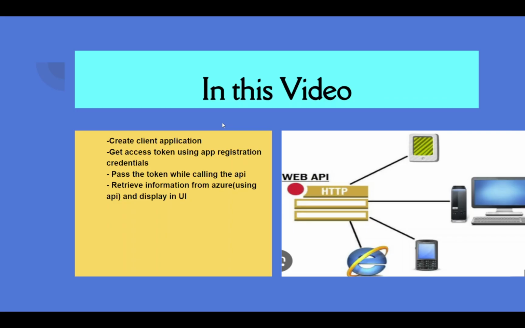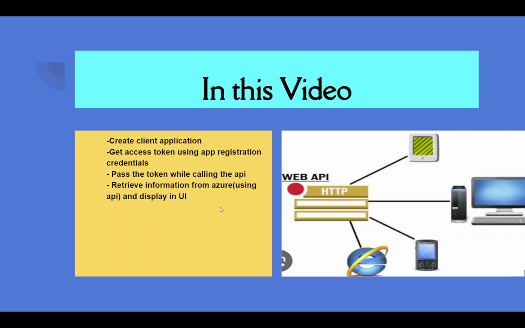So in order to access that API, it needs an access token. I'll show how to get an access token using app registration credentials, then pass the token in the headers of the request while calling the API. And after successfully authenticating, retrieve information from Azure using the API and display it in the UI.